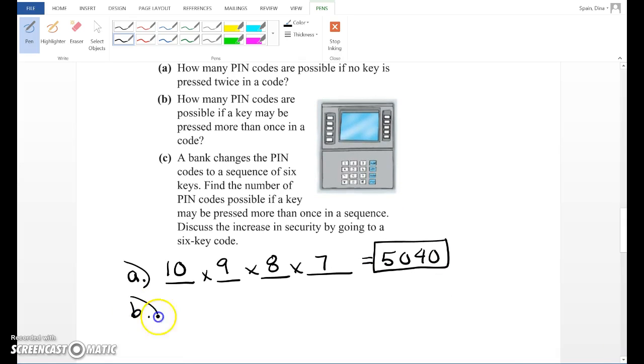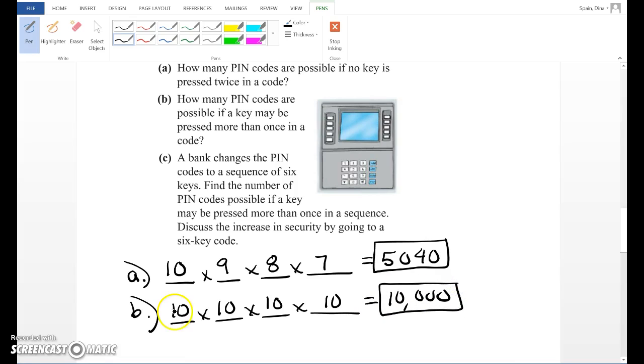For part B, it says how many PIN codes are possible if a key may be pushed more than once in a code. We still have a 4-digit code. So in the first one, repetitions were not allowed, but here, for part B, it's okay if you want to use 2 5s in there, for example, or if you want to use 5, 5, 5, 5, like that. How many PIN codes are possible if a key may be pressed more than once? So you got 10 choices for this, 10 choices for that, 10 choices for that, and 10 choices for that. Is that 10,000? Yep.